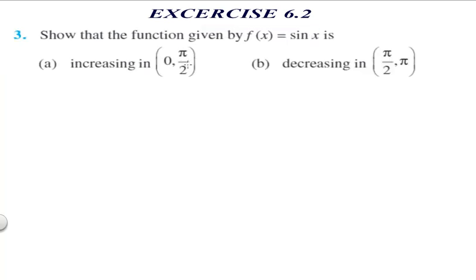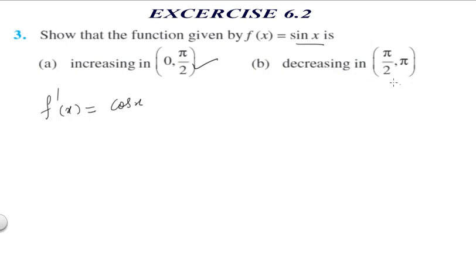In question number 3, the function given is sin x, and we have to check that the function is increasing in (0, pi/2) and decreasing in (pi/2, pi). In (0, pi/2), everybody knows it is the first quadrant where all the trigonometric functions are positive and they increase. So now we will have the differentiation of sin x as cos x, and we can say cos x is positive in the interval (0, pi/2) because it is the first quadrant.